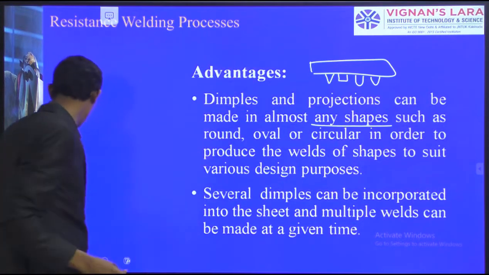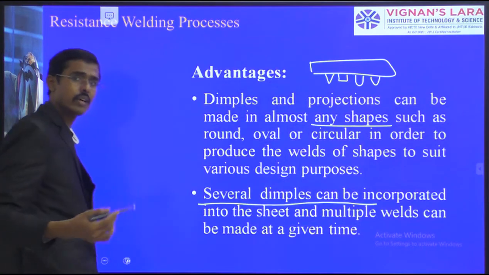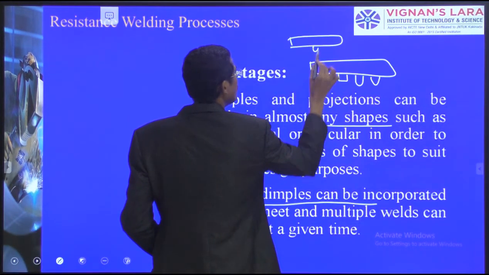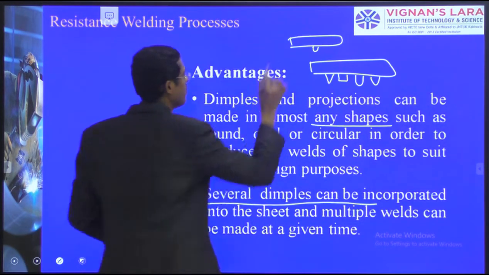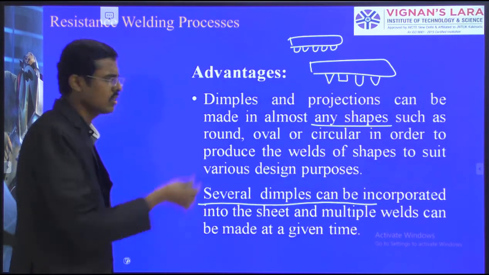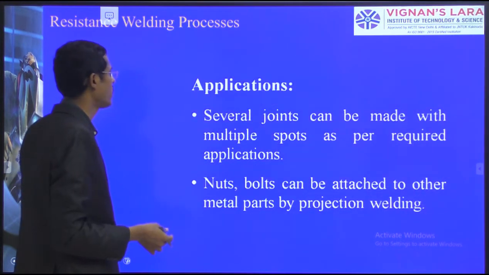Several dimples, many dimples, can be incorporated, one or two or three or four, wherever needed for additional strength. In the case of a flat joint with only one spot, the strength will be less. When you give multiples, the strength is increased because the joint area also increases. So there are such cases we can do. Those are the main advantages.